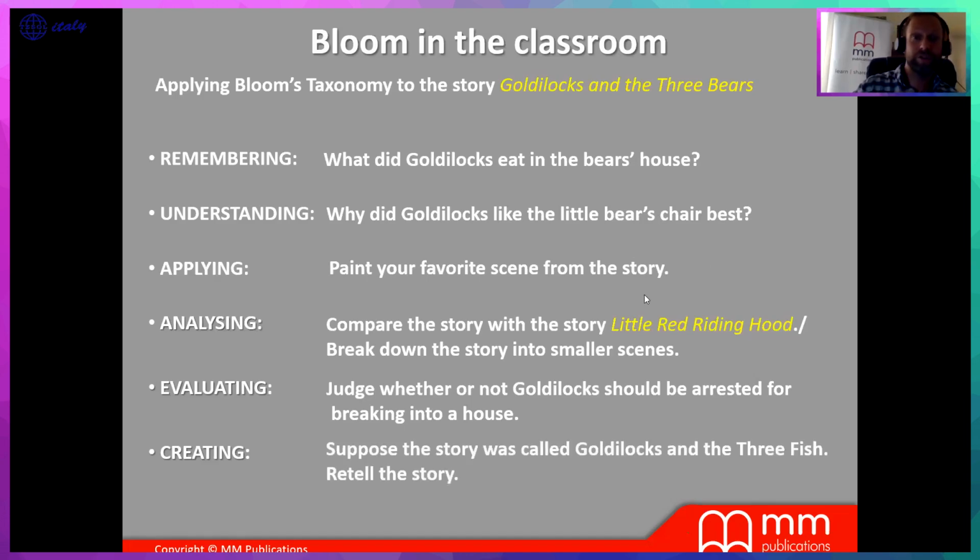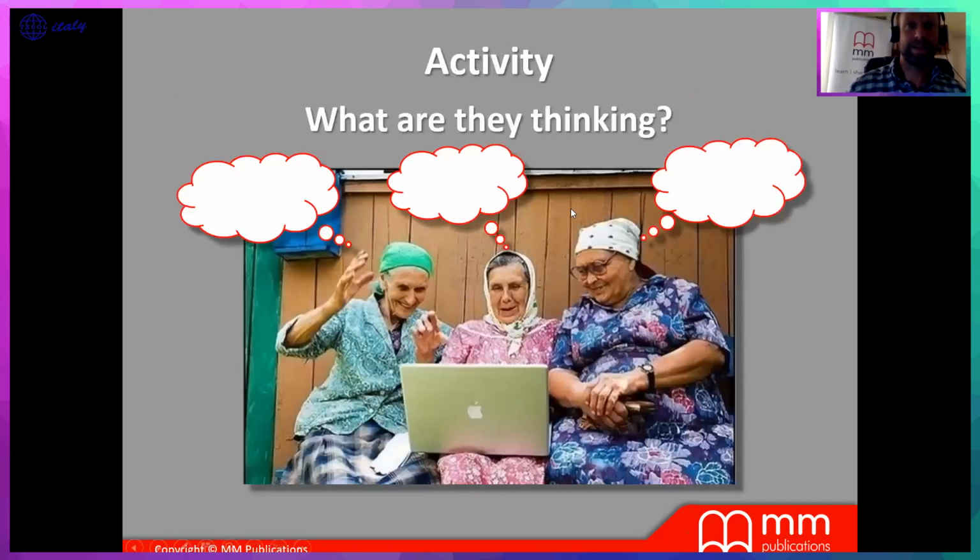As we see here, suppose the story was called Goldilocks and the Three Fish. Retelling the story is another way of creating something new from the given context. So all these are different ways of actually implementing what we talk about in theory, Bloom's taxonomy, in the classroom. And this is what I always like to feel can be done.